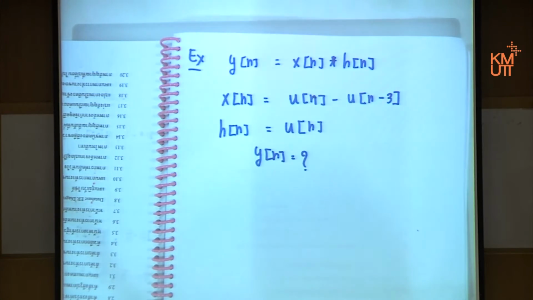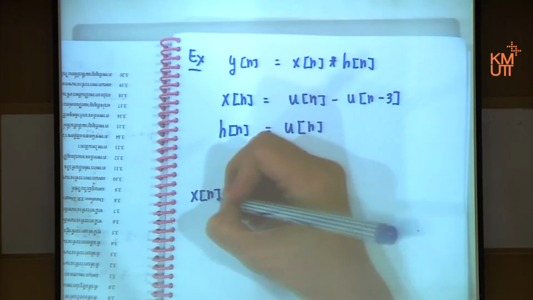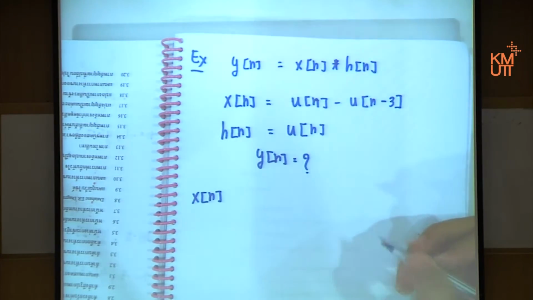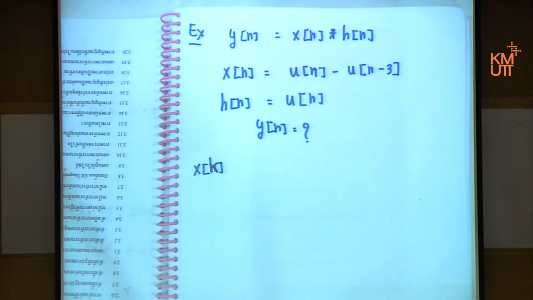The first thing that you need to do in order to perform convolution is draw the picture of both signals. So the first step is drawing the graph of x and h. For x[n], what is the graph of x[n]? You can draw x[k] directly.